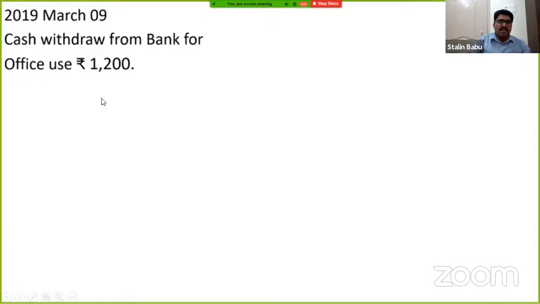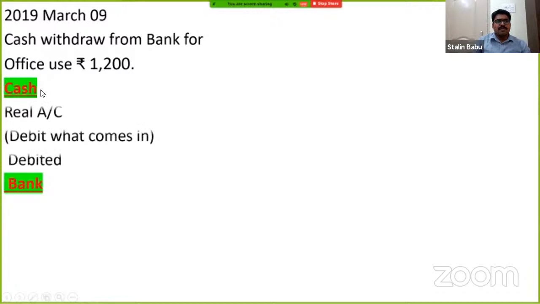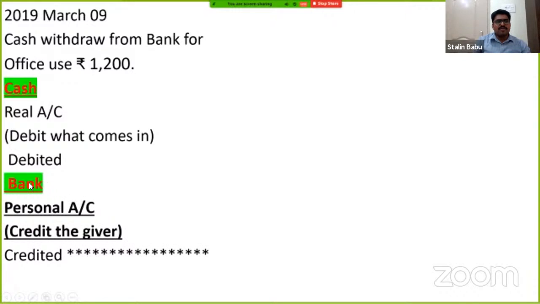So the two accounts involved are cash account and bank account. Cash comes under real account. Debit what comes in. Bank is a personal account. Debit the receiver, credit the giver. So the bank account should be created. So the entry is cash account debit to bank account.